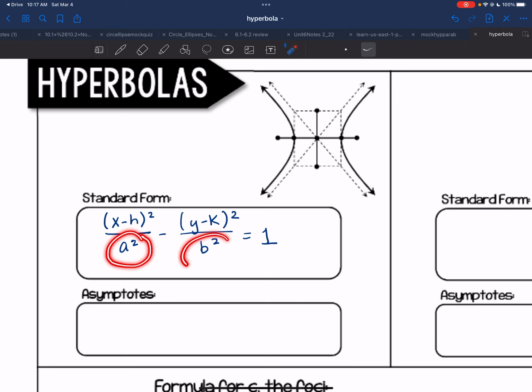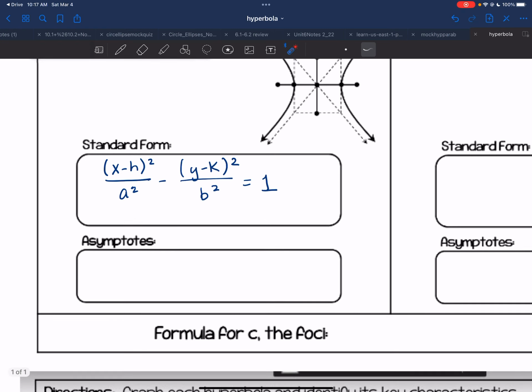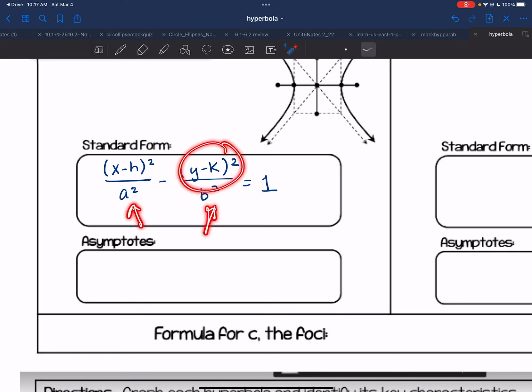Your a squared and your b squared are always going to be separated by a subtraction symbol. And your a will always, always, always be on the left, and your b will always, always be on the right. So this is different from what we were looking at with our ellipses, where your a is always the bigger number, and it goes underneath the axis where it is elongated. Okay, so these two things stay constant. What changes are these two things depending on what direction your hyperbola is going.